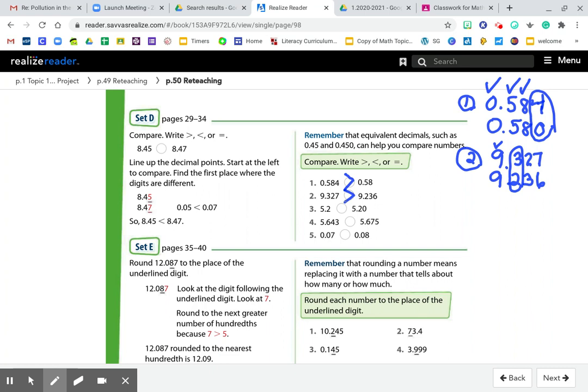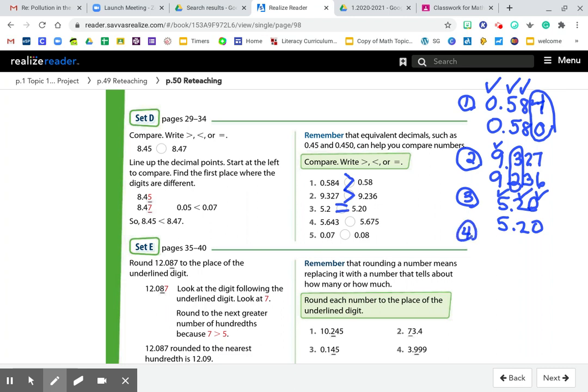236 thousandths. For number 3, we have 5.2, 5.20. And remember, we're always going to annex a 0. So we have the same digits in place value. Starting with the largest place value, the 1's place in this case, they both have 5s, they both have 2s, they both have 0s. So these guys are equal to each other.